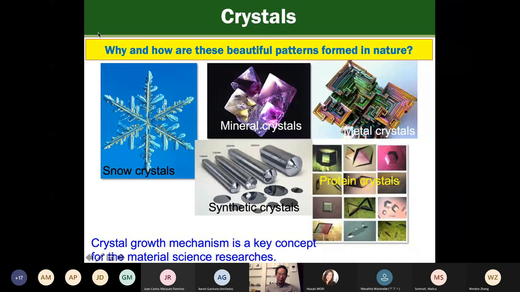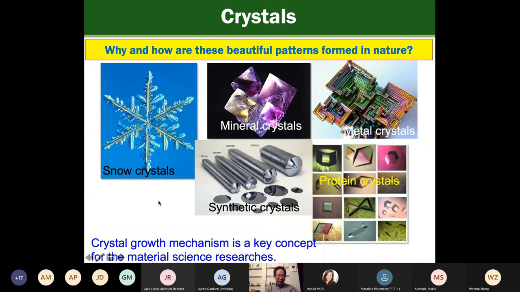So this is my first slide. Professor Watanabe started his talk using this same slide. This slide shows a kind of beautiful crystals. First, this is a snow crystal, that is ice growing from water vapor. And also these are mineral and metal crystals. And this is a protein crystal. We can find many kinds of crystals like this in our world. But my motivation for my research is why and how these beautiful crystal patterns are formed in nature.